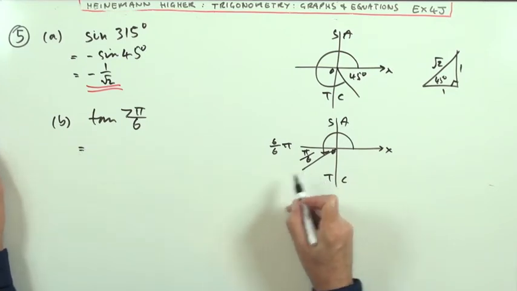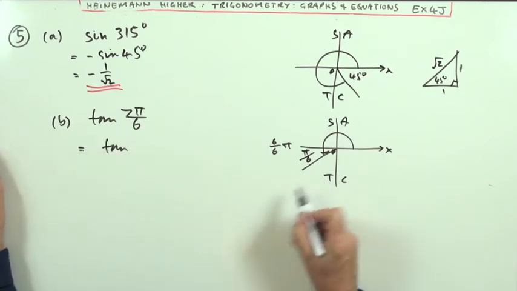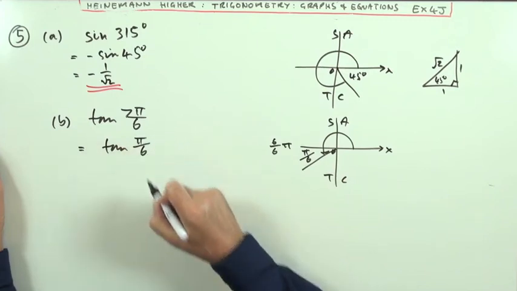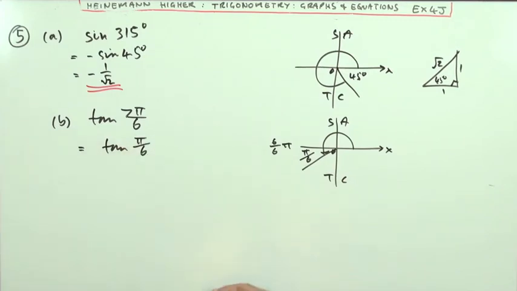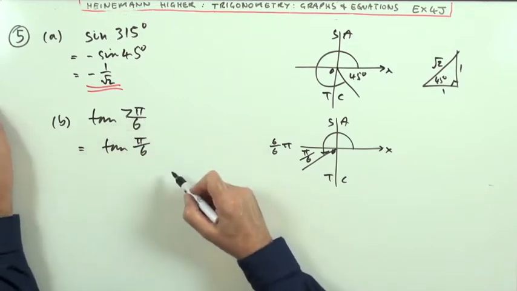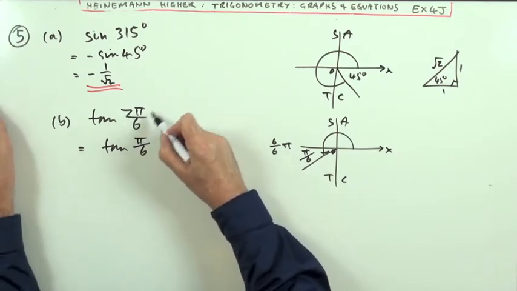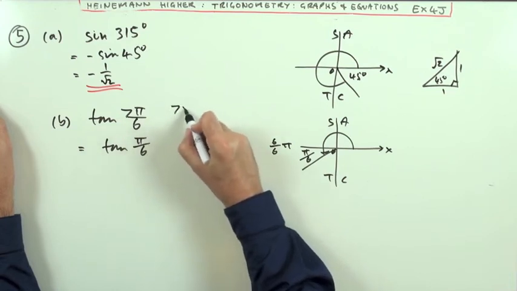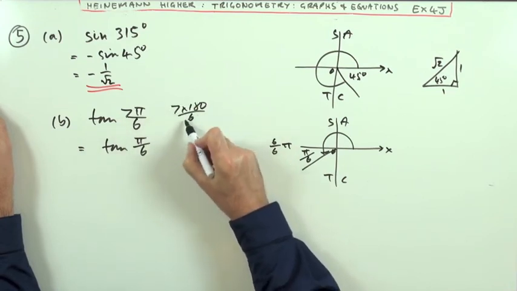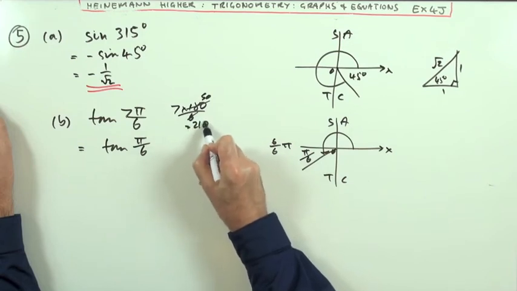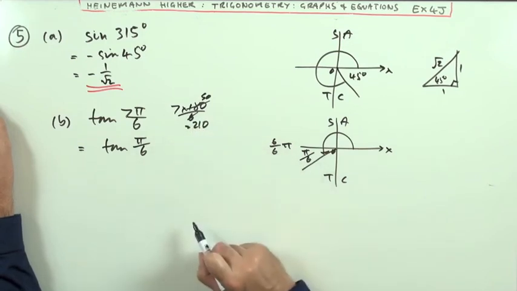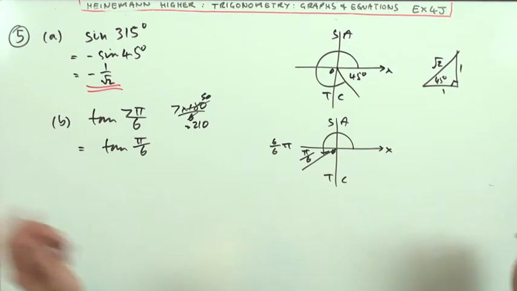The tangent's positive where you've ended up, so that was okay. So it's the same as tan pi upon 6. Or you could have changed that all into degrees, and that would have done just the same thing. 7 pi upon 6, 7 times 180 divided by 6, that goes 30, so that's 210, so that's 30 degrees beyond it. So it's the same as tan 30, whichever way.